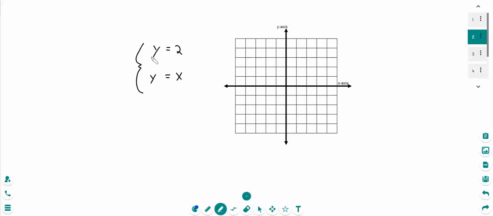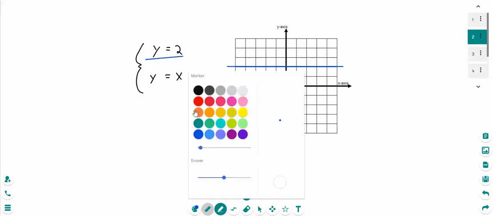So the first equation, y is equal to 2. Let's graph that. Y is equal to 2. That one should be very simple because it just is a horizontal line, right? Y is equal to 2. It never is anything other than 2. So this is where y would equal 2, right along that point right there, right? All right, so that's the first equation.